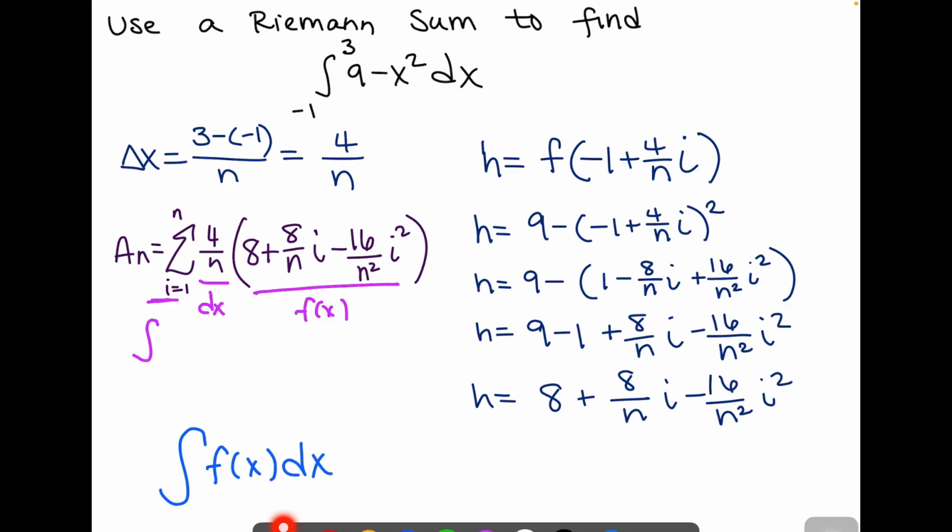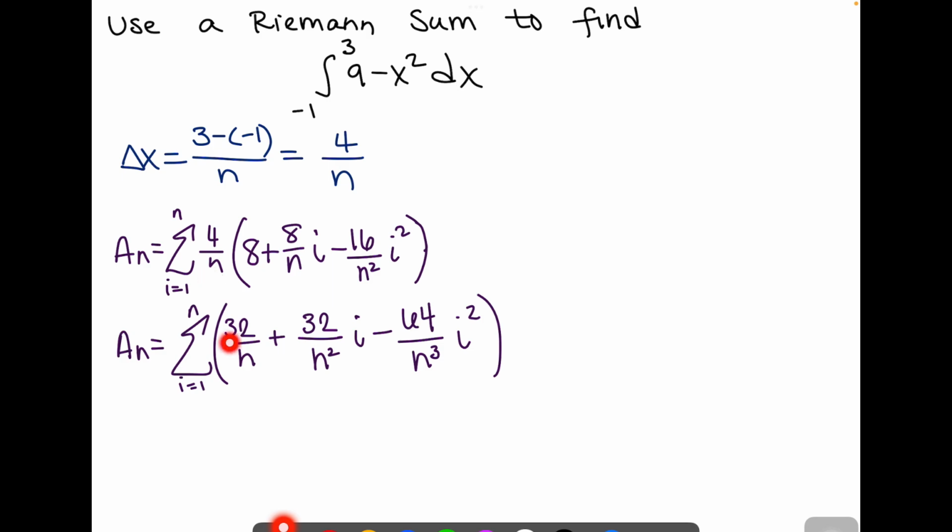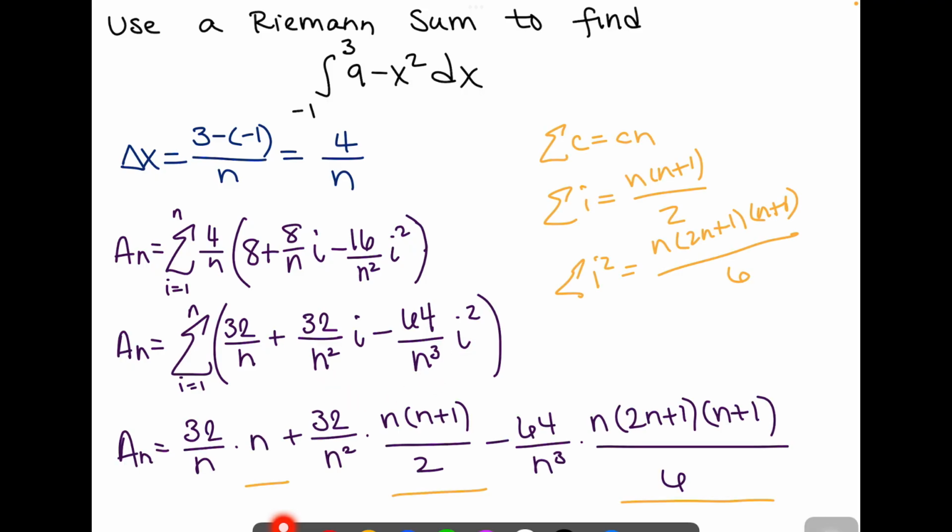All right, so what are we doing though? Back to what we're doing. We need to compute this Riemann sum. So I'm going to distribute the 4 over n. That gives me 32 over n plus 32i over n squared minus 64 i squared over n to the third. Now I'm ready to apply my summation formulas.